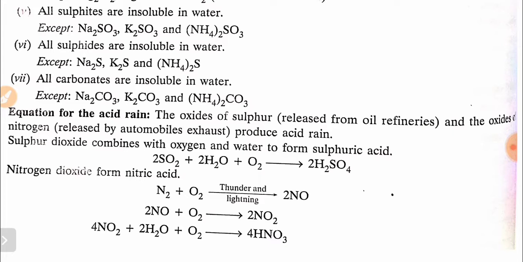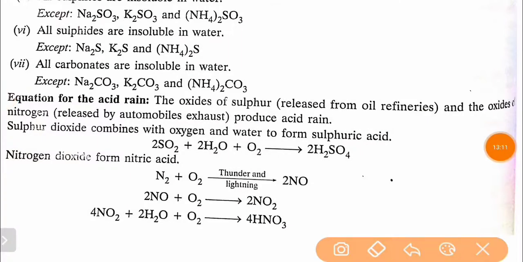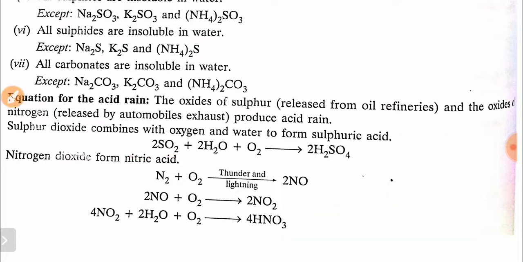These reactions are also given here. You can see sulfur dioxide makes sulfuric acid and nitrogen dioxide makes nitric acid. Whenever rain falls in that area in the form of acid, that's why it is known as acid rain. Mainly sulfur is released from oil refineries and nitrogen from automobile exhaust, which is the major cause of acid rain.